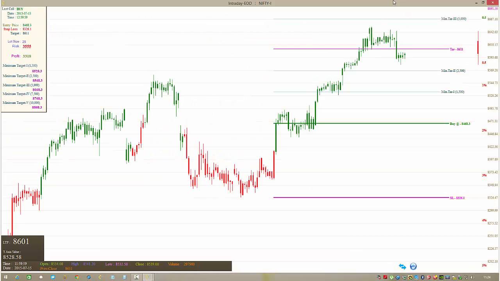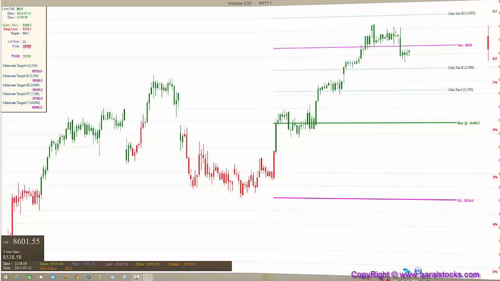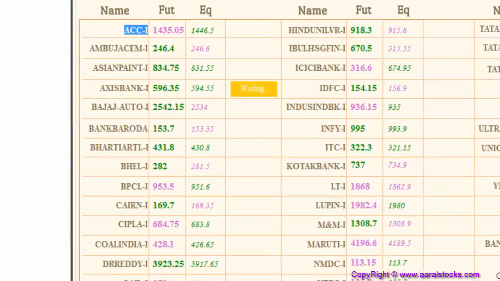The next one is the manual refresh button. If you face any difficulty in chart drawing, then you have to click the refresh button to refresh your chart. Now we know how to use the intraday chart. Now I'm going to open a few intraday charts for your reference.